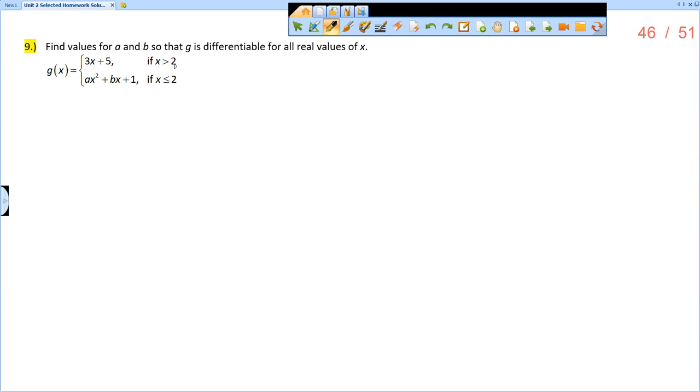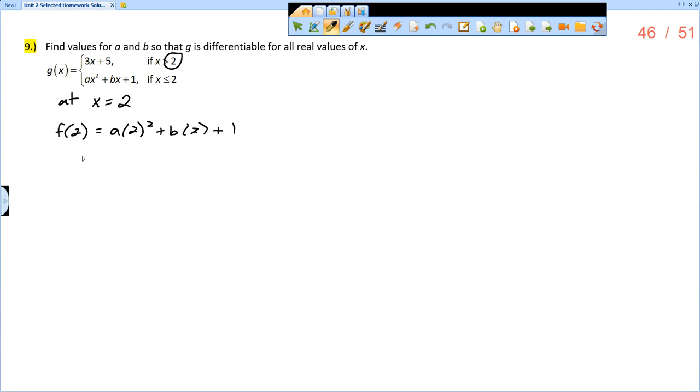So really, all we're concerned about is x equals 2, right? So we want to check continuity at x equals 2, and then we want to check differentiability at x equals 2. So we're going to evaluate f of 2. All right, so f of 2 means to plug 2 into the bottom piece for x. So a times 2 squared plus b times 2 plus 1, right?